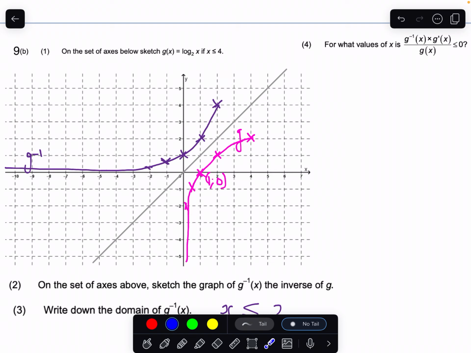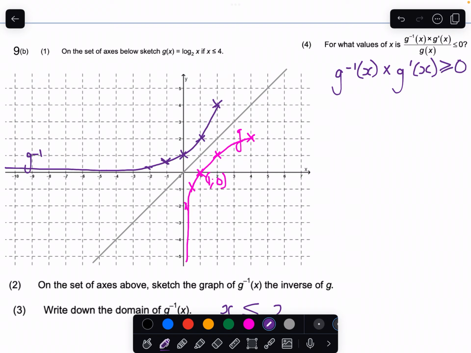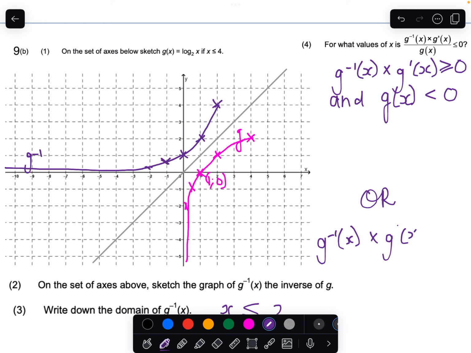Okay, so for it to be smaller than or equal to 0, broadly we have the top being positive or greater than or equal to 0, and the bottom being negative, or the top being negative and the bottom being greater than 0, being positive.